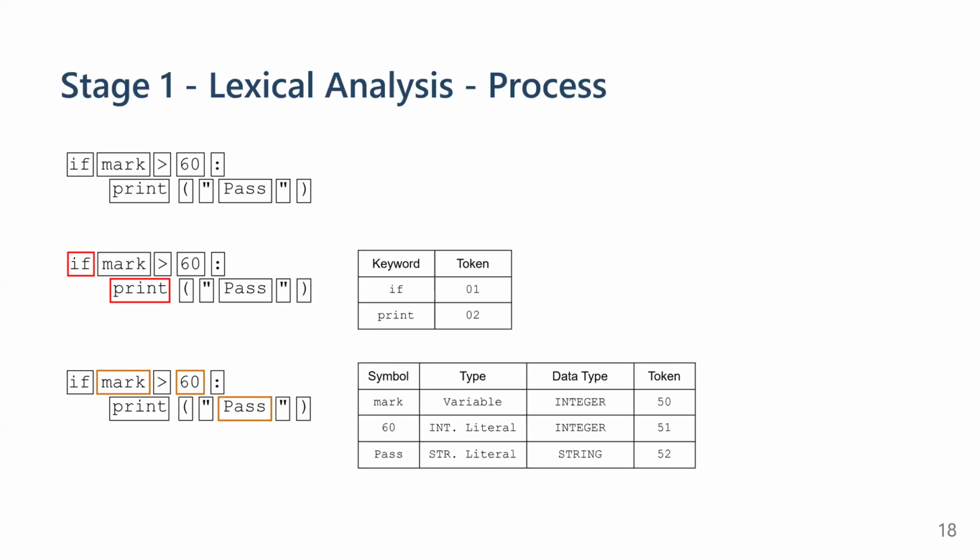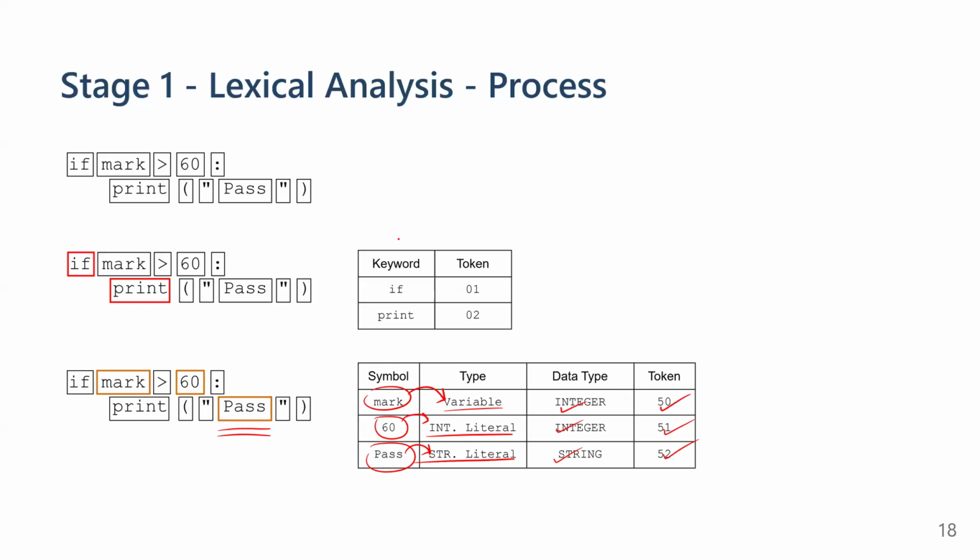And these things appear in a symbol table where you have each symbol appearing as a row in this table. The type of each so-called symbol is also mentioned. So mark is a variable. 60 is referred to as an integer literal. Pass is an example of a string literal. And then moving on, you have a data type for every single symbol, where mark and 60 are integers, whereas pass is an example of a string. And these two also get tokens.